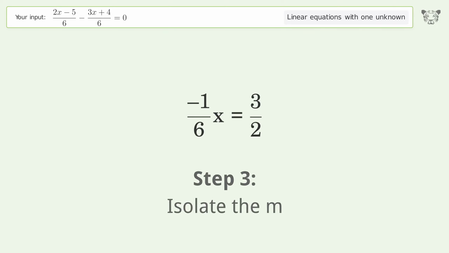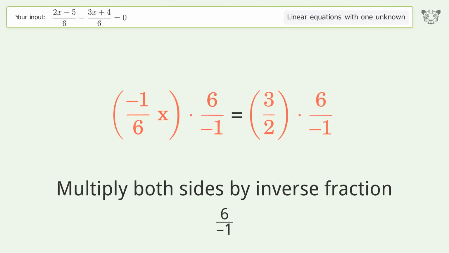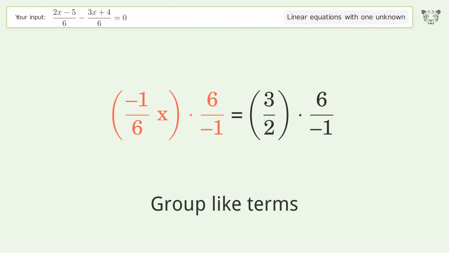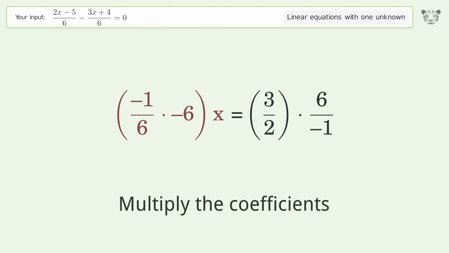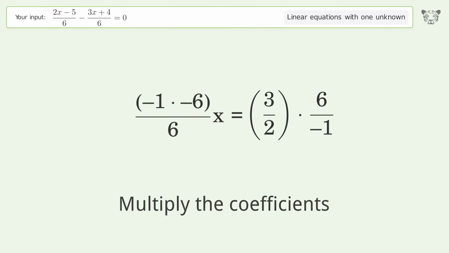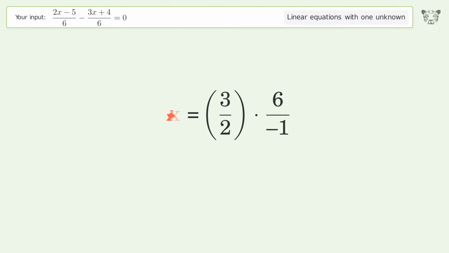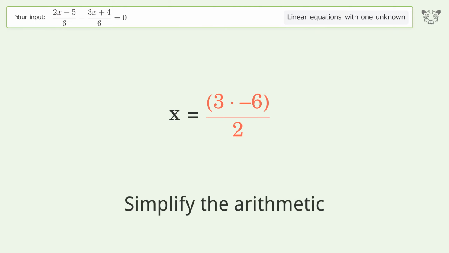Isolate the m. Multiply both sides by inverse fraction 6/(-1). Group like terms. Multiply the coefficients. Simplify the arithmetic. Multiply the fractions. Simplify the arithmetic.